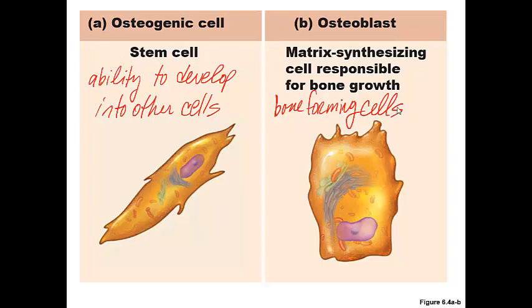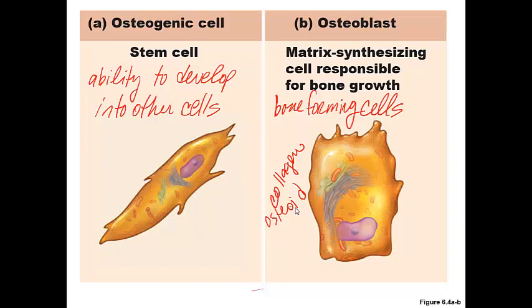And they secrete the matrix, which is going to include things like collagen. So there's a lot of collagen, which is going to be responsible for the hardness of the bone itself. They're going to produce calcium-binding proteins that make up the initial unmineralized bone. And that's going to be a substance called the osteoid.